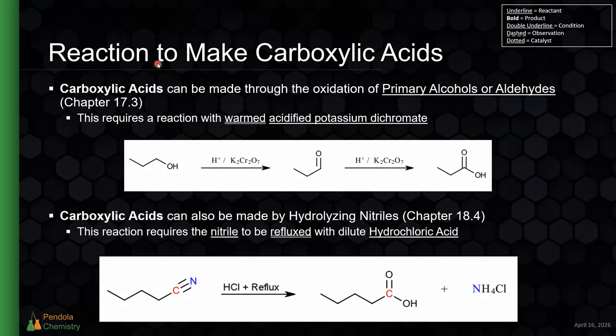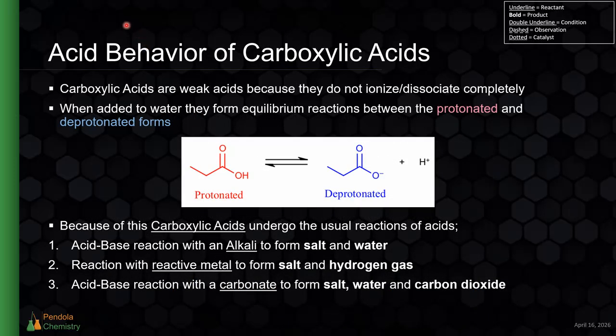So that's the reactions that make carboxylic acids. What about the behaviors of carboxylic acids? Because in the name, we have that carboxylic acids are, well, acids, right? The main signature property of carboxylic acids is the fact that they are acids. So what does it mean to be an acid?